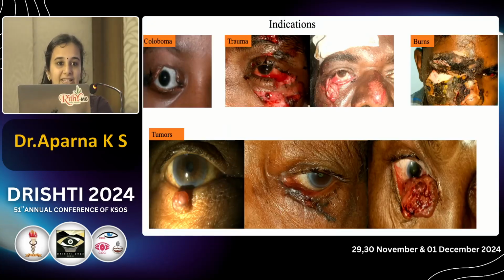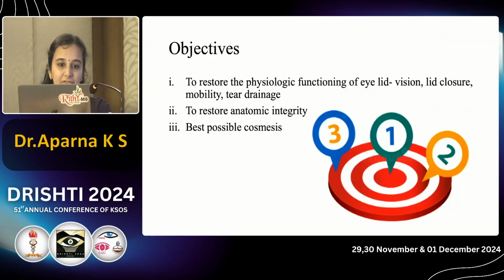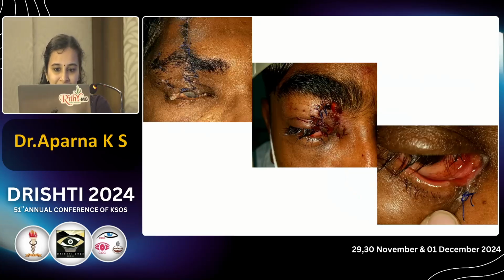Various indications for lid reconstruction are lid coloboma, traumatic defects, burns, and various tumors requiring resection. The primary objective of this procedure is to restore the physiologic functioning of the eyelid, like maintaining vision, lid closure, mobility, and tear drainage. Secondary objective is to restore the anatomic integrity, and final objective is to maintain best possible cosmesis. This can be attained by maintaining the symmetry between both eyes as much as possible.